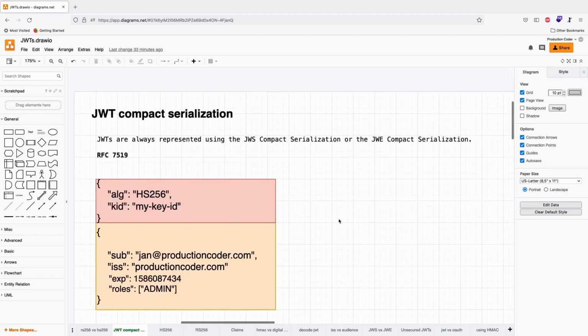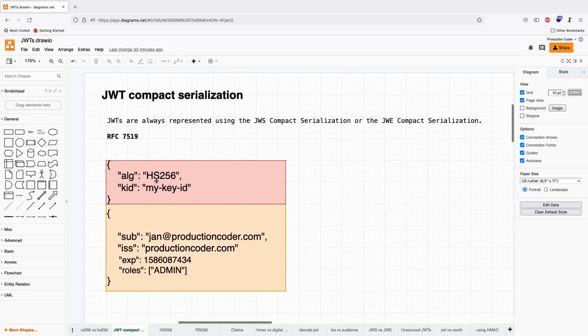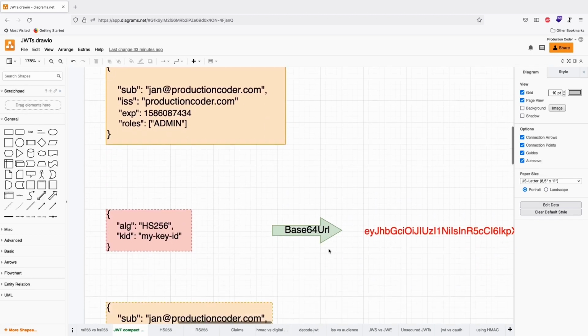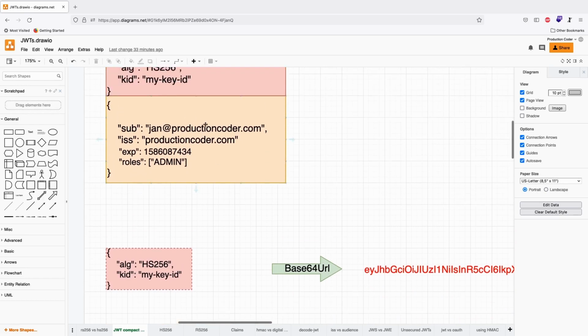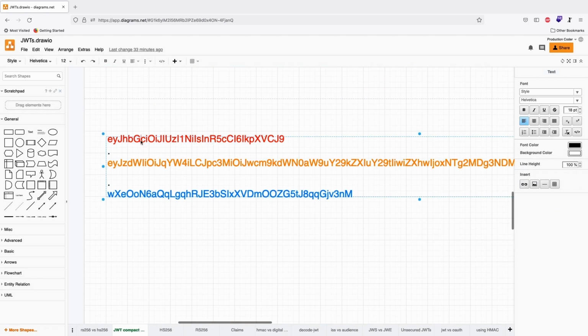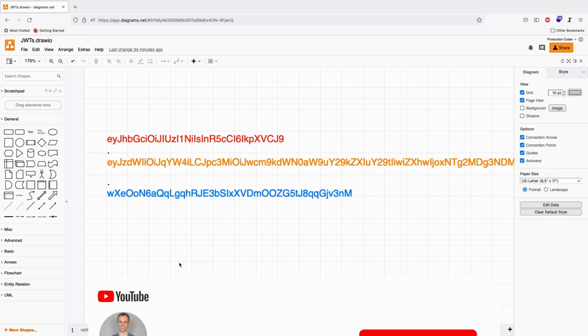So always remember, compact serialization means you take each of these elements, like the header and the claim set, and you base64 URL encode them. And the signature you generate, you also base64 URL encode, and you always put a dot in between these so that you know the first part is the header, the second part is the claim set, and the last one is the signature when we're talking about JSON Web Signature tokens. Cool, that's pretty much it.